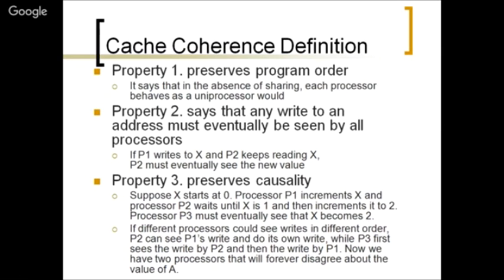If different processors could see writes in a different order, so P2 can see P1's write and do its own write, while P3 first sees the write by P2, then the write by P1. So now we have two processors that will forever disagree about the value of A. Means that's what I want to say, that if multiple writes are there, then you can't say which value your memory actually has. So we have to do the causality accordingly.